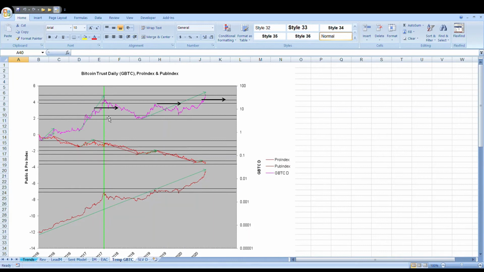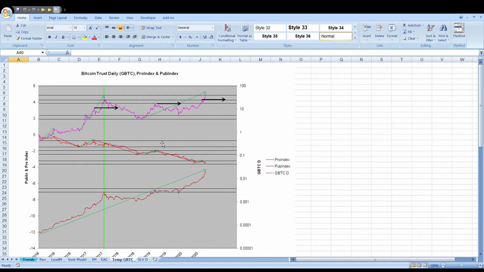Before I end this, I want to take a look at the internals within Bitcoin. We talked briefly about energy, but we didn't go into detail. This is the Pro and Public Index: price, Pro Index, and Public, smart money, dumb money. As the market accelerates here, the one thing we tend to notice is that the Pro Index is no longer leading. It's creating a negative divergence.